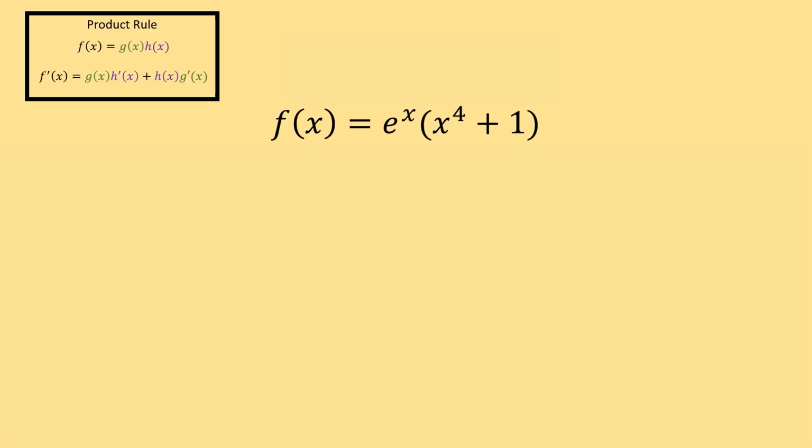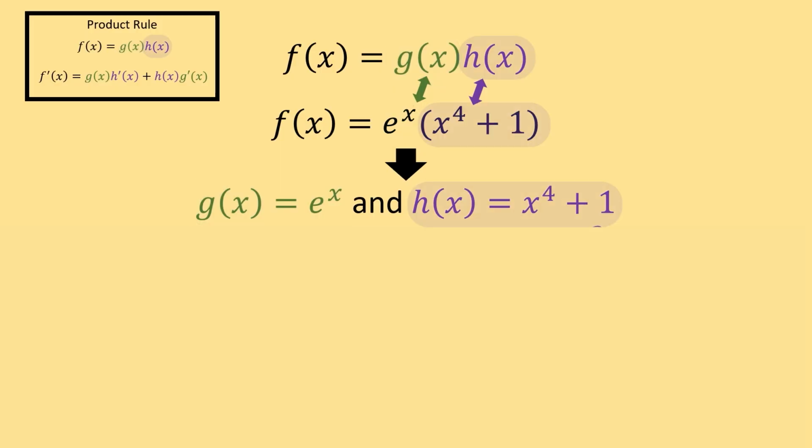So why don't we work with another function? Let's look at the function f of x equals e to the x power times the quantity x to the fourth plus 1. Once again, we can identify our g of x and our h of x pretty quickly, as g of x is going to be e to the x power here, and h of x is going to be x to the fourth plus 1. Those are the two functions that are multiplied together in f of x.